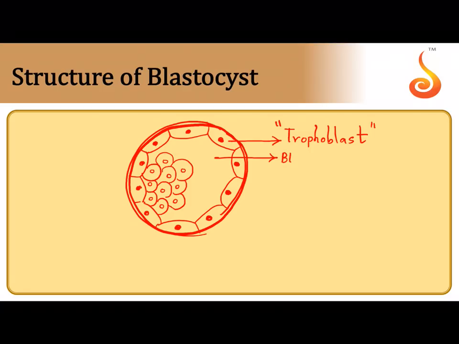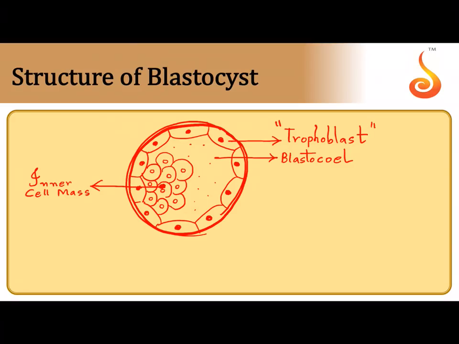The cavity is called the blastocele. It is actually filled with fluid. And this lump of cells inside is called the inner cell mass. This is how a blastocyst looks like. There is an inner cell mass, there is a trophoblast. Yes or no?